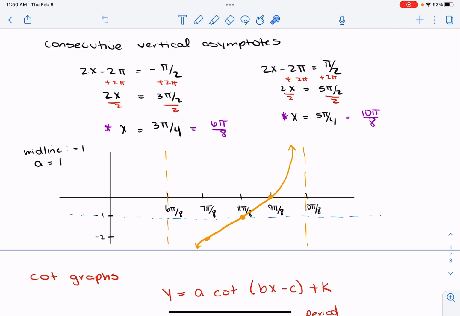Tangent functions are increasing unless they're reflecting. So what you're going to do on your next tick mark is you're going to use the a value to go up 1 and then down 1. That way it's an increasing function, and remember that it goes towards the asymptotes.